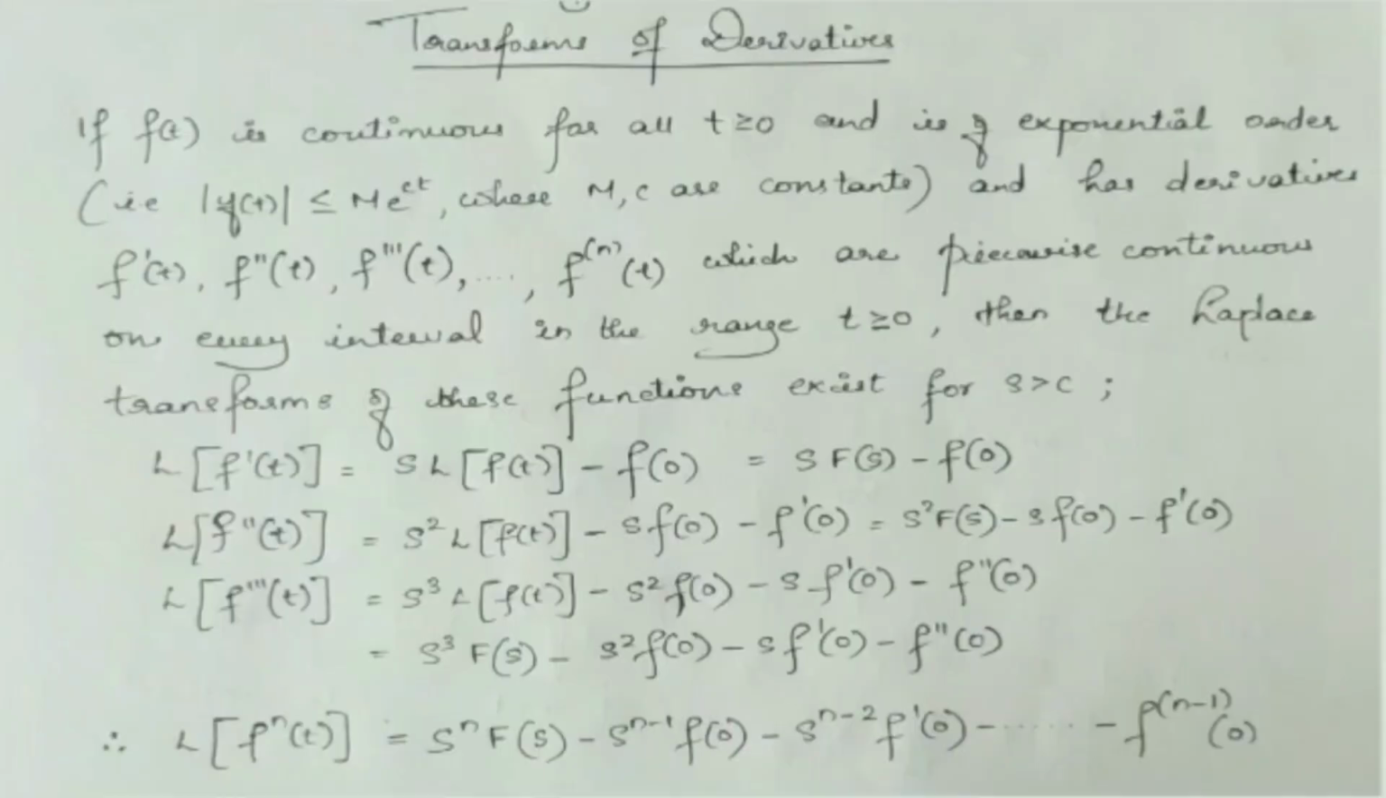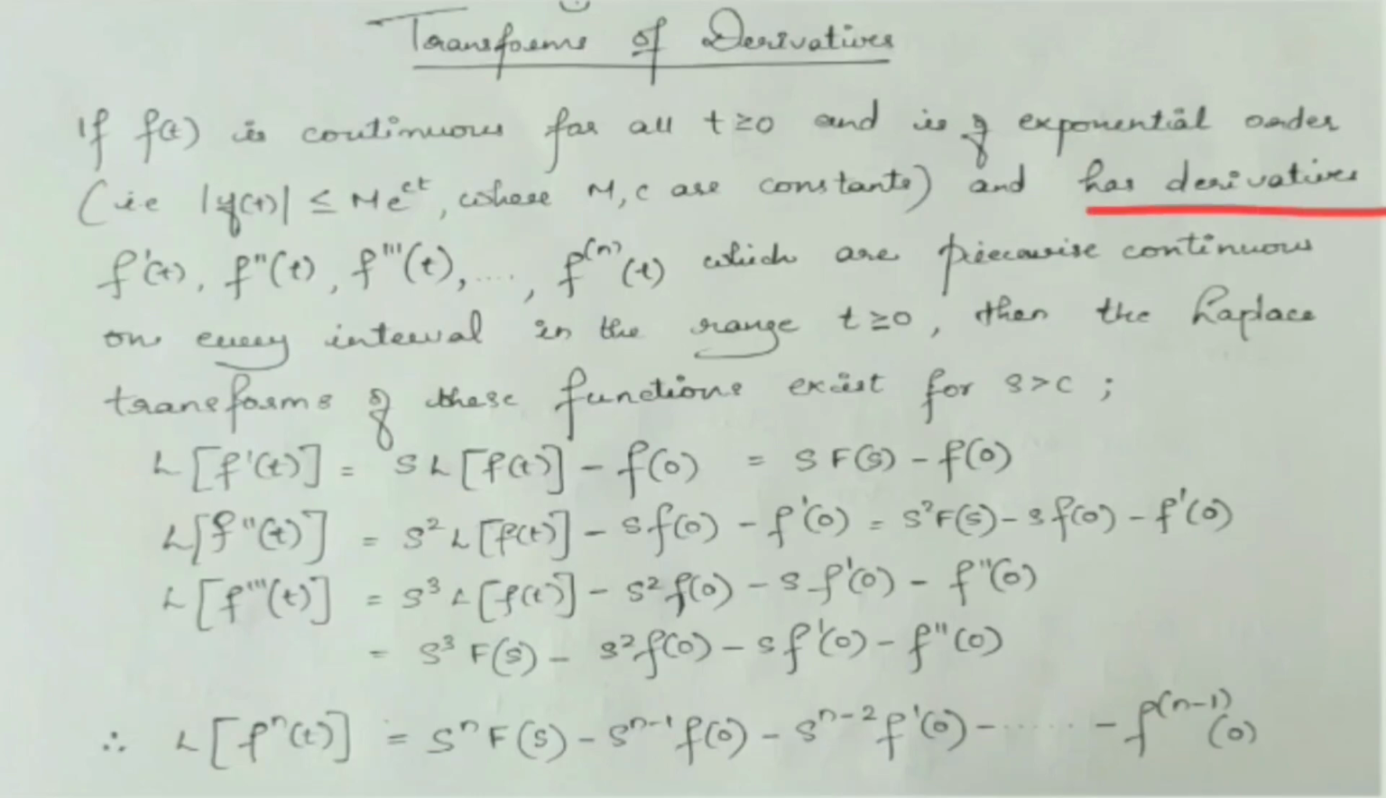First, let's go through the Laplace transforms of derivatives. For a function to be differentiable, it has to be continuous first. So, if a function f of t is continuous for all values of t greater than or equal to 0 and is of exponential order, that is, it satisfies the inequality mod f of t less than or equal to m e raised to ct, where m and c are constants. I have explained this in the first video about Laplace transforms, so please watch that video first.